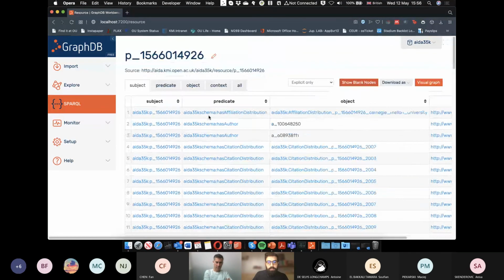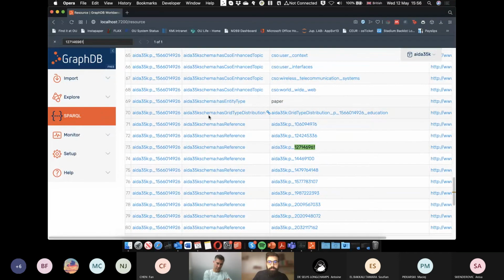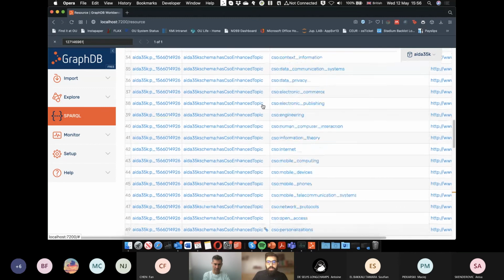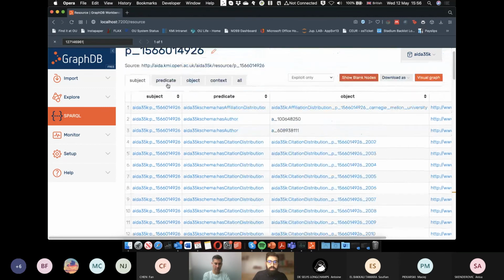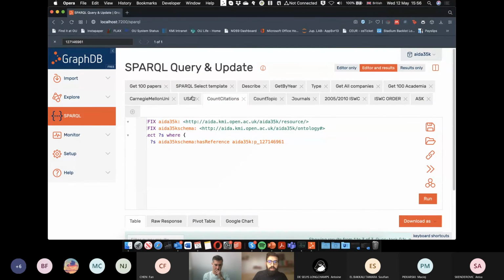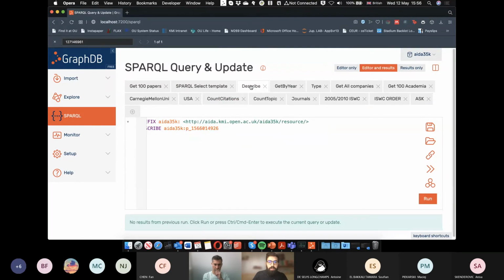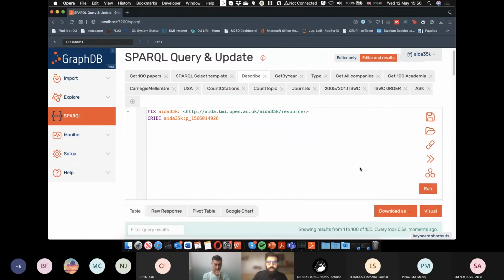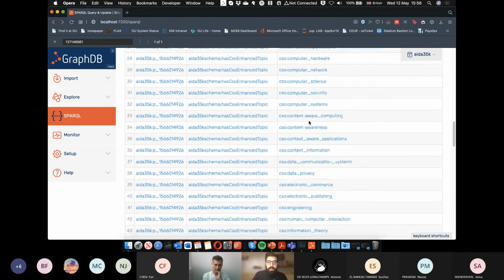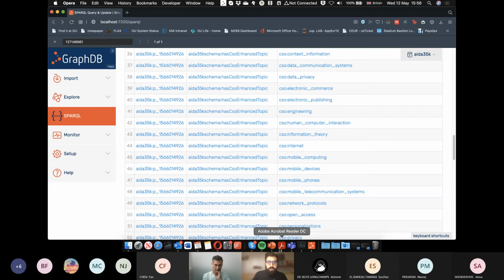And I want to see if my paper is there. Yep, it's here. So you see that this paper references my paper here. So you can see other things. This is a nice way of exploring the dataset as well. Of course, you also have the scribe, which allows you to see all the relationships as well. You see all topics and so on.